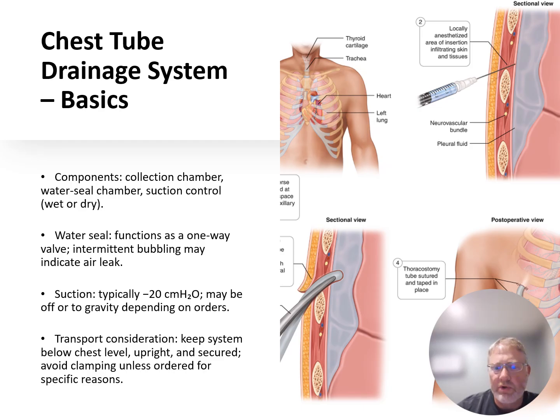During transport, it's very important to keep the chest tube system itself below the level of the chest to prevent any backflow. Always ensure that it's upright and secured to the stretcher. You don't want that thing dumping and moving all around. And try to avoid clamping the tube except for very specific reasons ordered by a physician, because clamping the tube in a patient with an air leak can precipitate a tension pneumothorax.